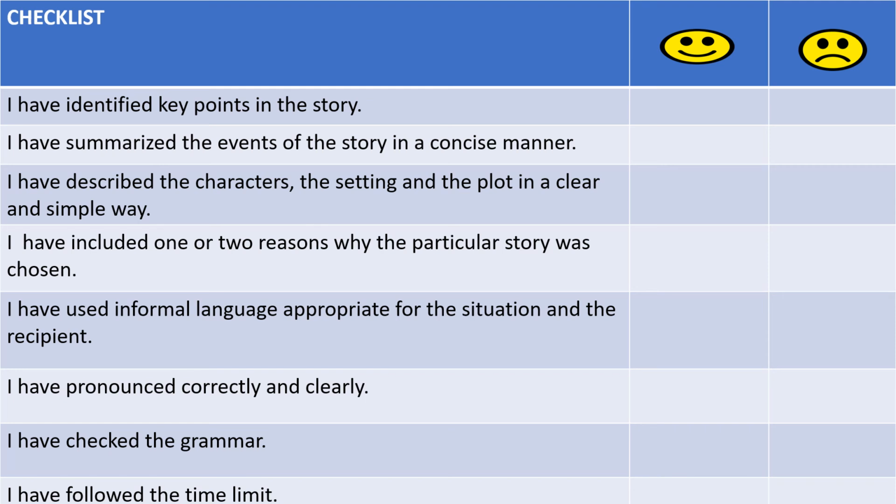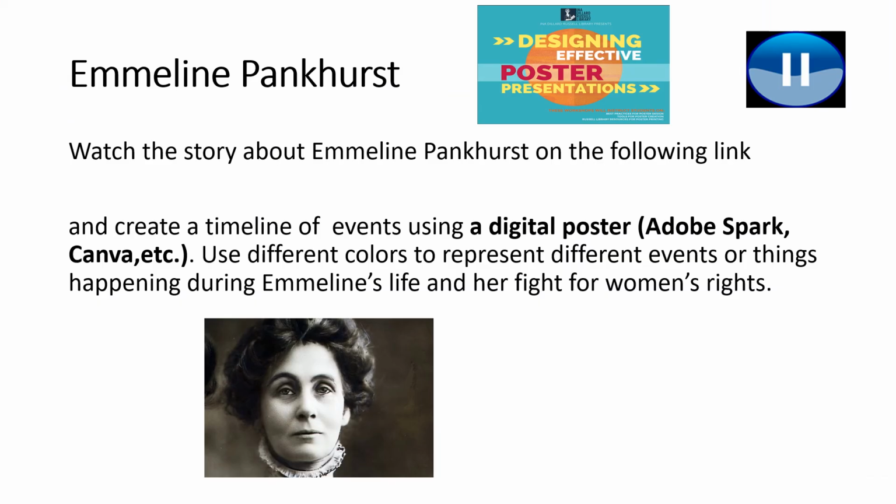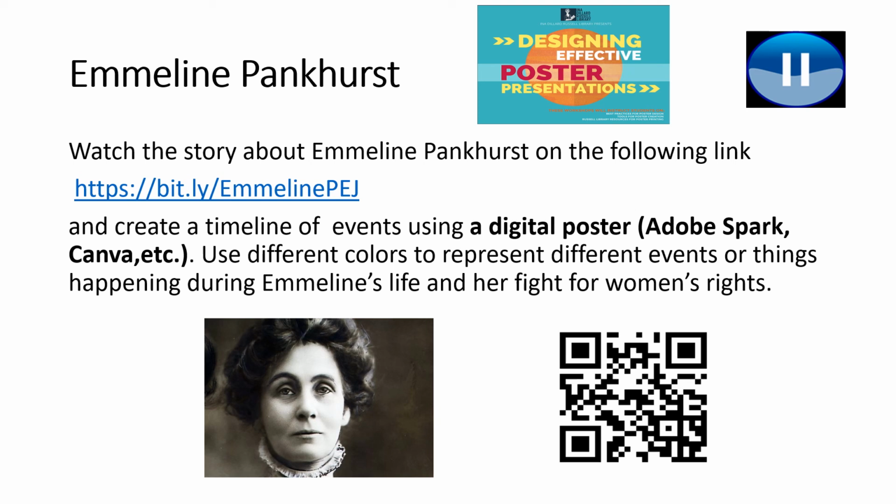And here is a checklist to help you with your task. The next thing you should do is to watch the story about Emmeline Pankhurst on the following link. You can also scan the QR code if you find it easier. And then you need to create a timeline of events using a digital poster. You can use Adobe Spark or Canva. Use different colors to represent different events or things happening during Emmeline's life and her fight for women's rights.